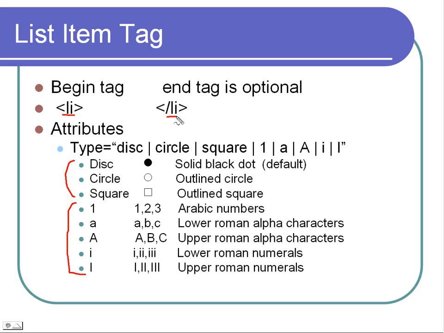The list item is where you type the items on the list. Every time you have a list item tag, it's a new item, a new bulleted item on the unordered list. The item ends when the next one begins. So that's the easiest way to consider that.